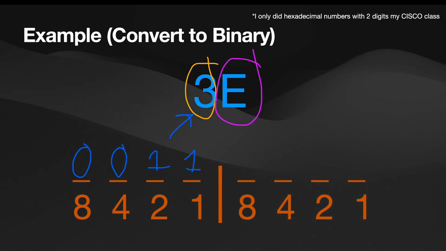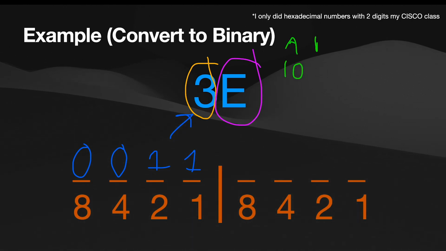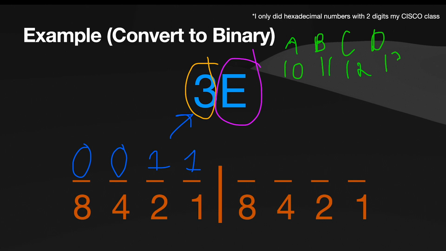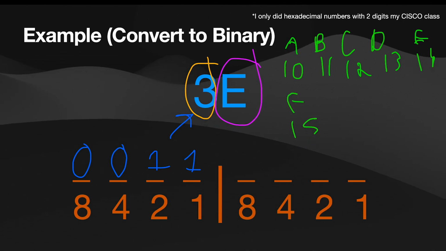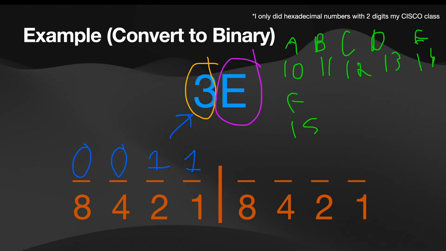So basically, I'll write these out. A is equal to 10, B is equal to 11, C is equal to 12, D is equal to 13, E is equal to 14, and then F is equal to 15. Now hexadecimal only goes up to F, so we will stop at 15. There are no numbers above 15 in hexadecimal.